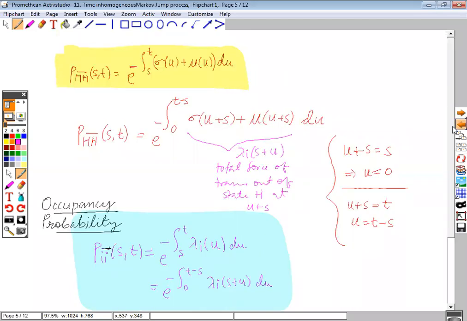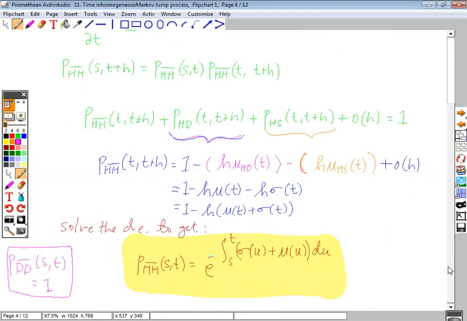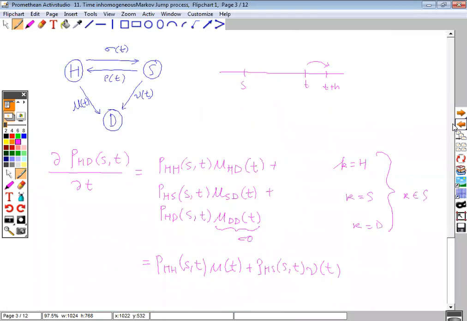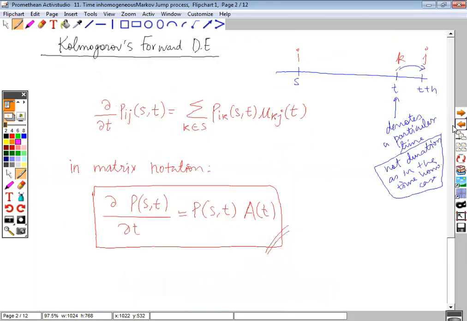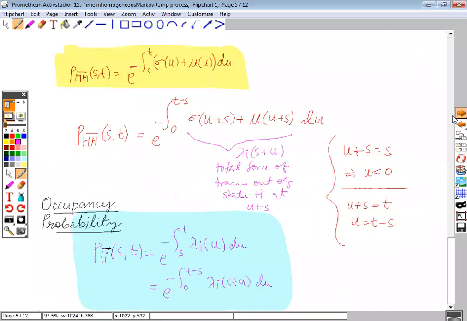Did I not write the backward differential equation? No, it's here, right? No. Oh, I guess I did not write the backward differential equation. Or was it after this?